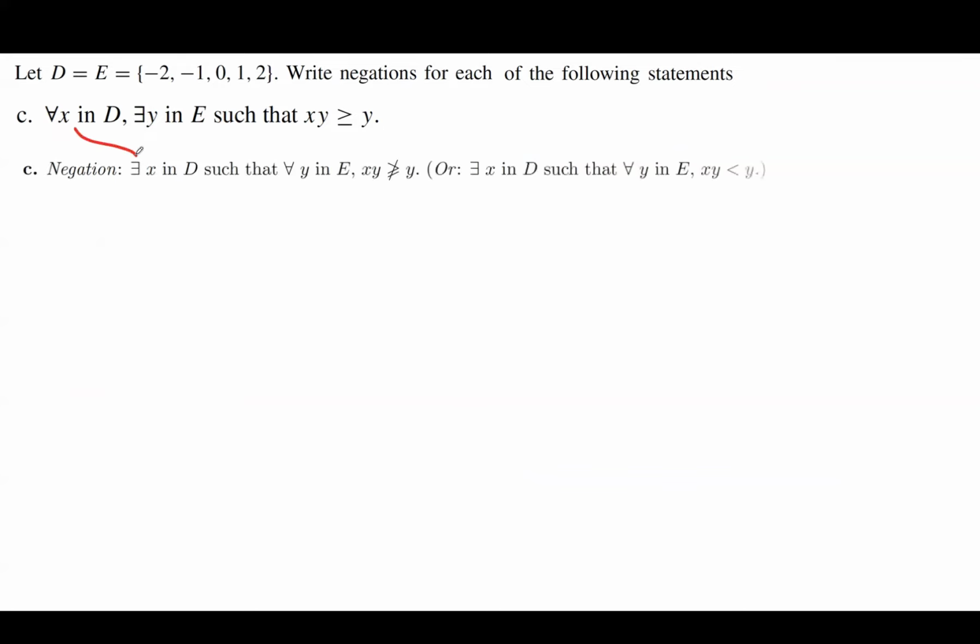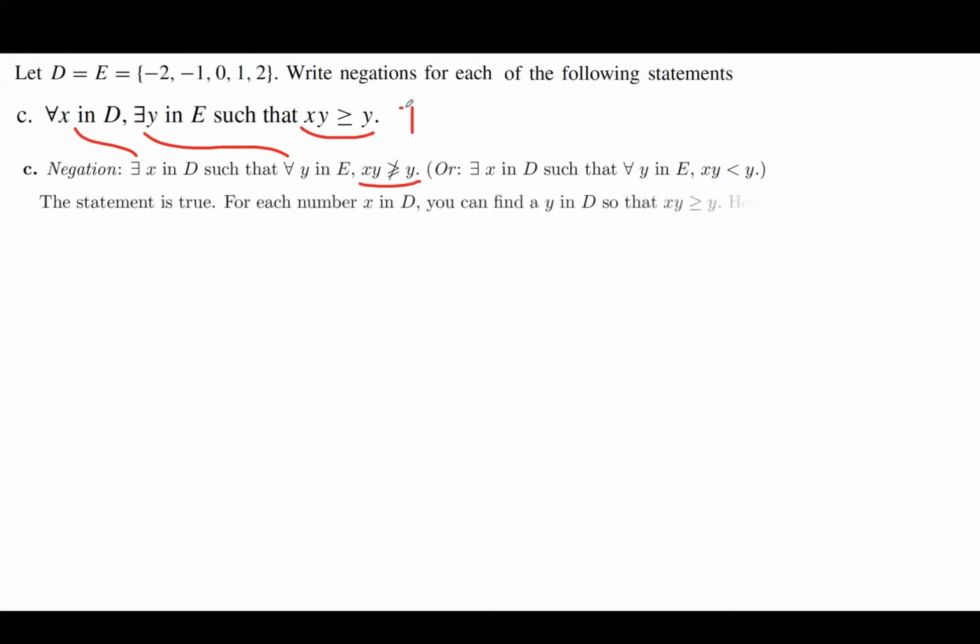Consider the following case. For any x in D, you can find a y such that xy is more than or equal to y. The negation of a universal statement is an existential statement, and the negation of an existential statement is a universal statement. The negation of xy ≥ y becomes xy < y. So the negation is: there is an x in D such that for any y in E, xy is less than y. The original statement is true, so its negation is false.